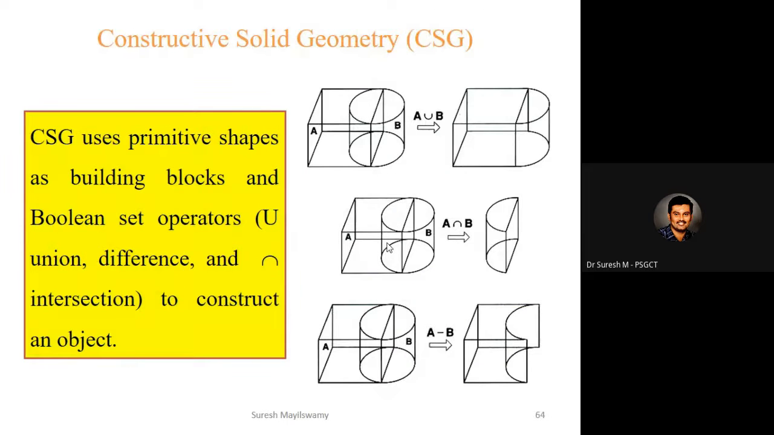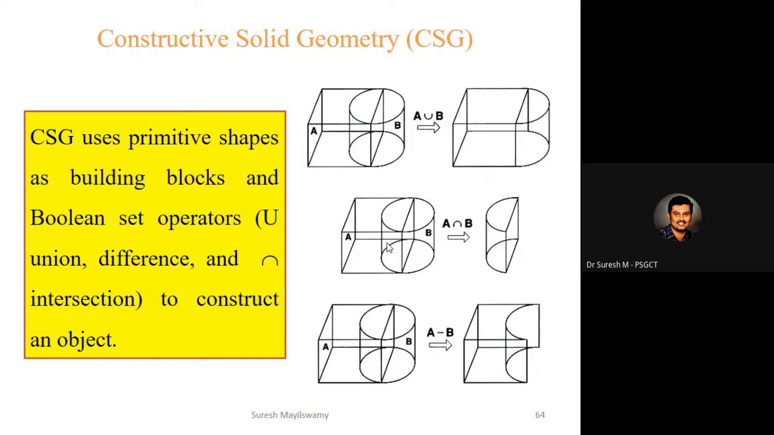And the next one is constructive solid geometry. CSG uses primitive shapes as building blocks and Boolean set operators. Here we can use union, difference, and intersection to construct an object. This is what we normally use in solid modeling techniques in software like SolidWorks or Unigraphics or any kind of software. Mostly we are using constructive solid geometry. We can use the extrude command and the extrude cut command. By using that, we can generate a solid model. That comes under the category of constructive solid geometry.